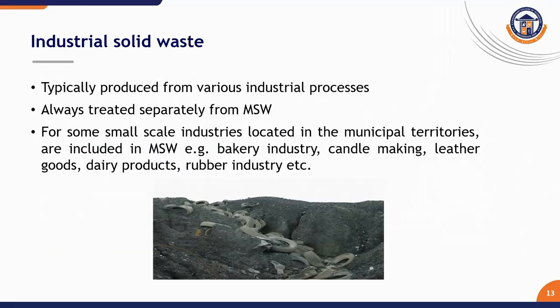Industrial solid waste is typically produced from various industrial processes. The picture clearly shows ash content. Finally, we are going to collect the gases from the industrial treatment. It is always treated separately from municipal solid waste. Some small scale industries located in municipal territories are included in municipal solid waste, for example, bakery industry, candle making, leather goods, dairy products, rubber industry, etc.